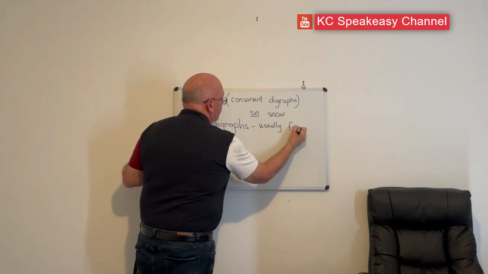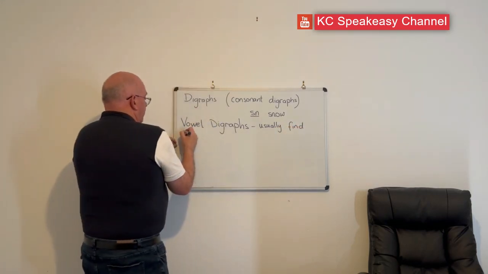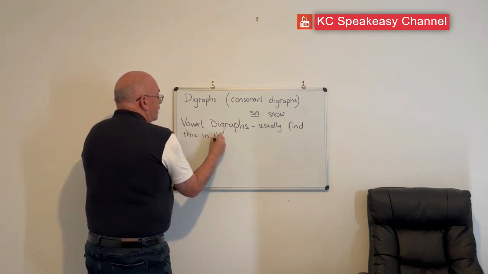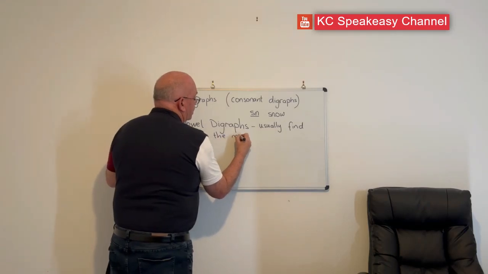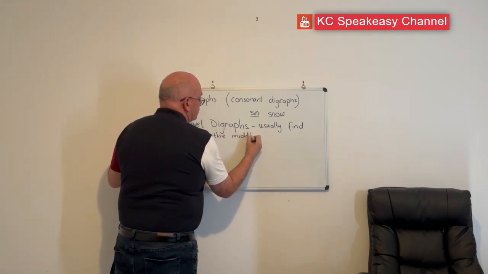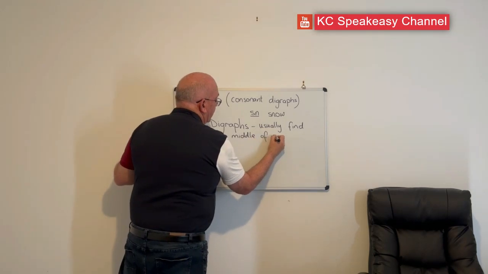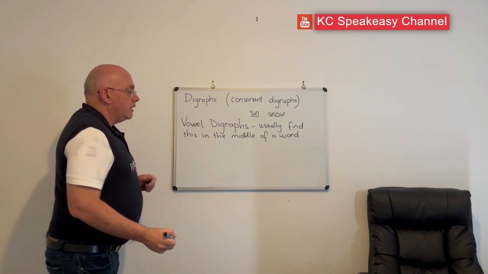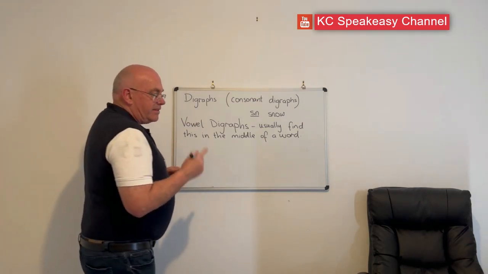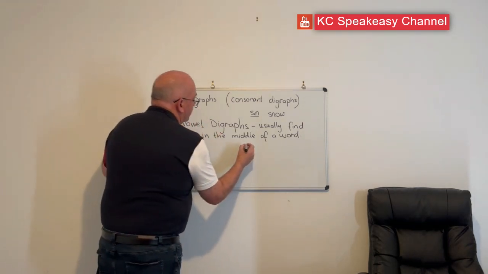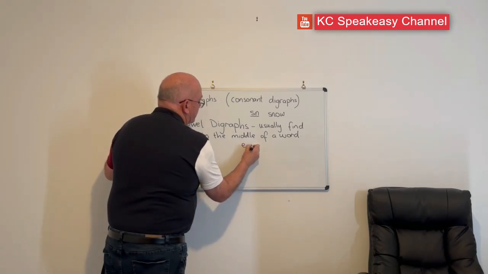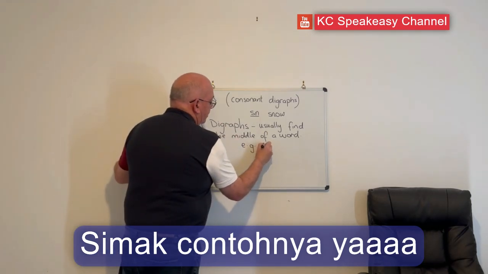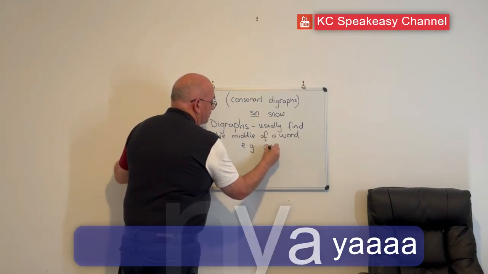So we usually find this in the middle of a word, okay? In the middle of a word, but not always. Sometimes it's at the end. Here's a really good example, all right? I'll put e.g., which just means for example. This is a vowel digraph, O-A.